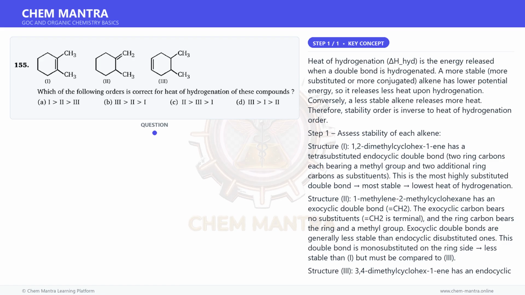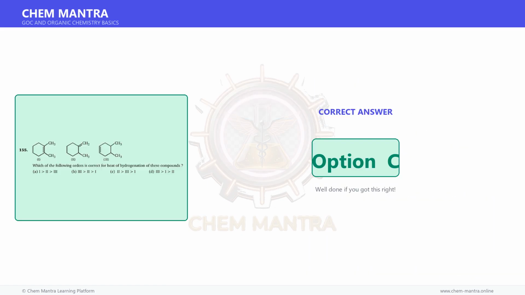Why other options fail? A. 1 > 2 > 3 would mean 1 is least stable, incorrect, 1 is most stable. B. 3 > 2 > 1 would mean 1 is most stable but 3 releases most heat, incorrect ordering of 2 and 3. D. 3 > 1 > 2 would mean 1 is intermediate, incorrect, 1 is most stable and should have lowest heat of hydrogenation. Therefore, the correct answer is option C.